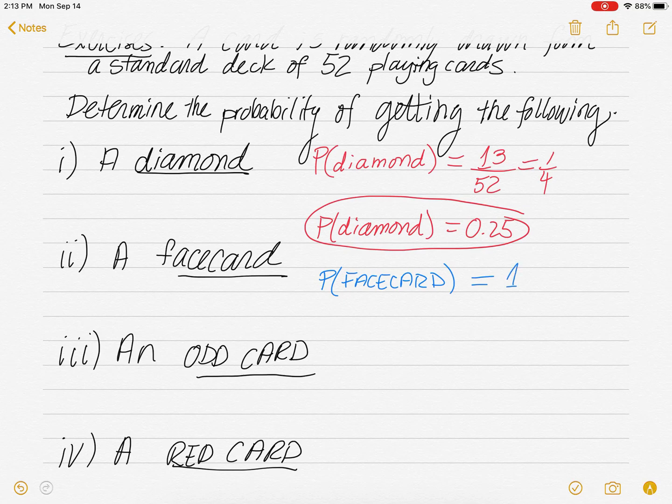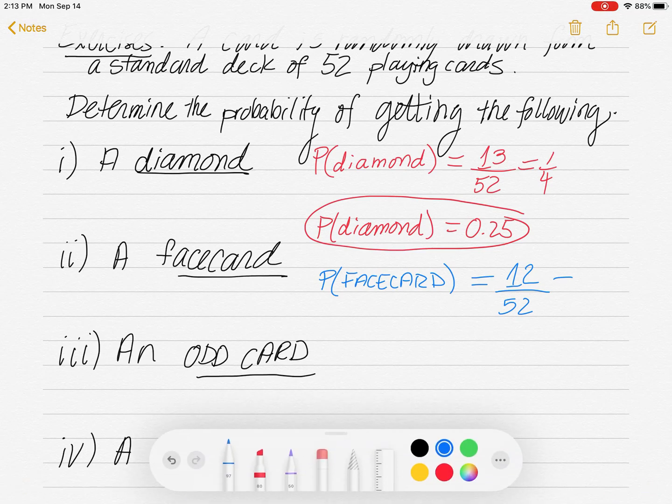Okay, so that's a total of 12 face cards out of how many total cards we can select from? 52. Let's do 12 out of 52. Just divide that in our calculator. Probability of a face card. 12 divided by 52, what is that? It's about, I'm going to take 3 decimal places, 0.231.